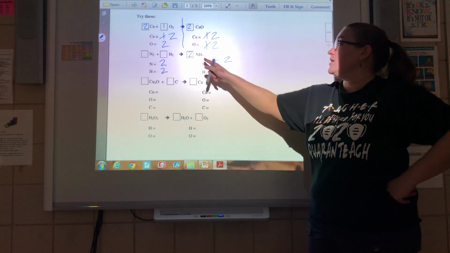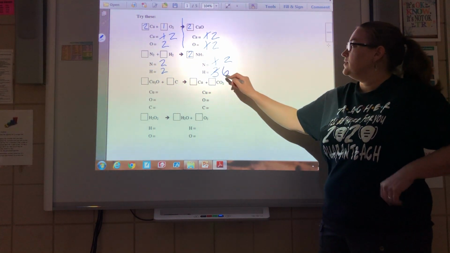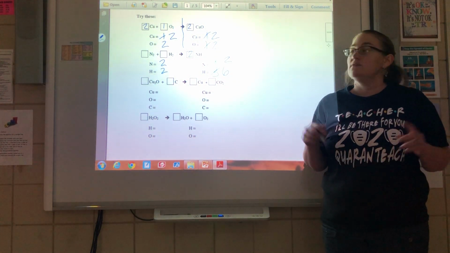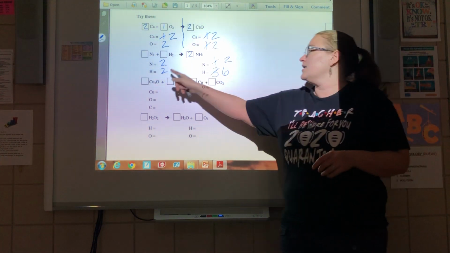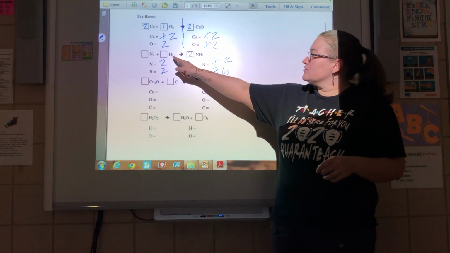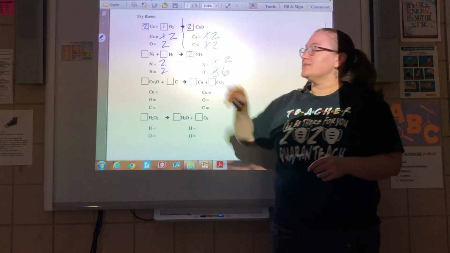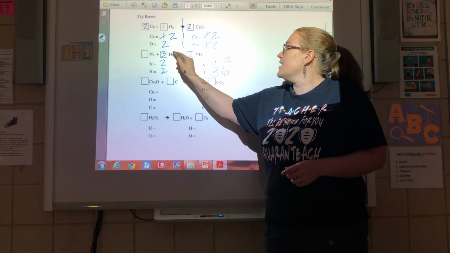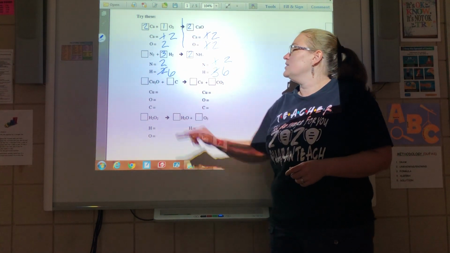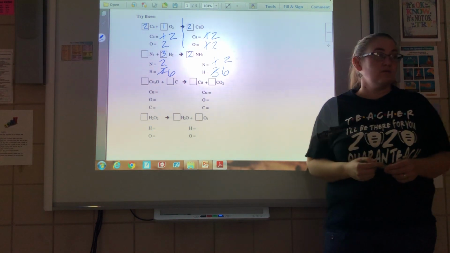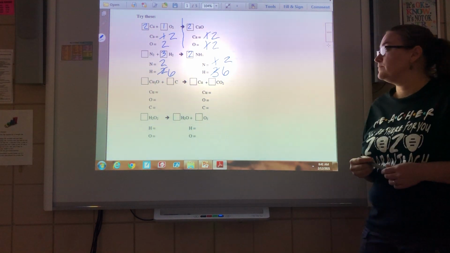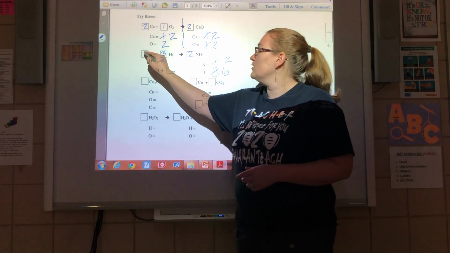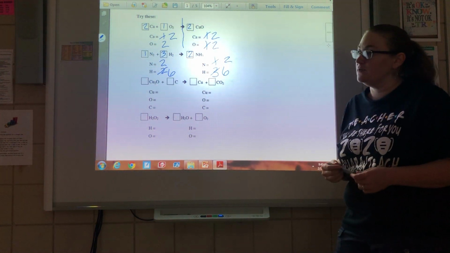Now, if I put a 2 here, that's going to give me 2 nitrogen, and then 2 times 3 for hydrogen gives me 6 hydrogen. So am I balanced? No. I've got to get my hydrogen in check now. So here's hydrogen. What can I put here to give me 6 hydrogen? 3. I put a 3, and then 3 times 2 is 6. Okay? And you can put a 1 here, or you can leave it blank, whatever you want to do.